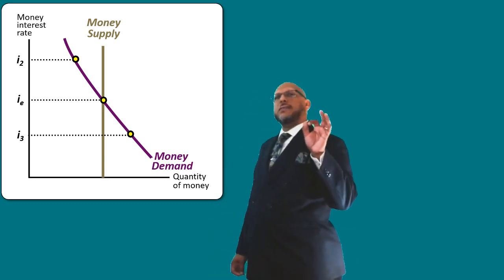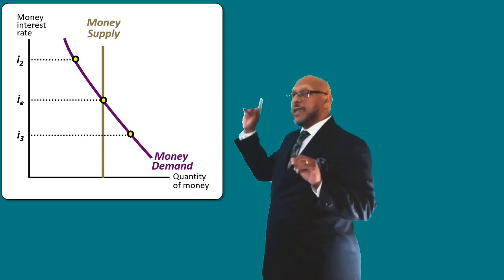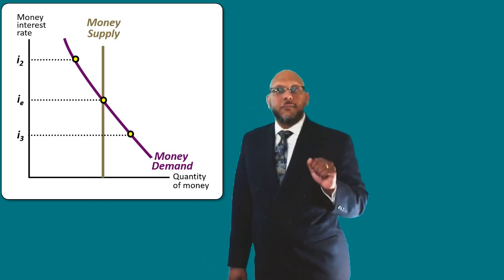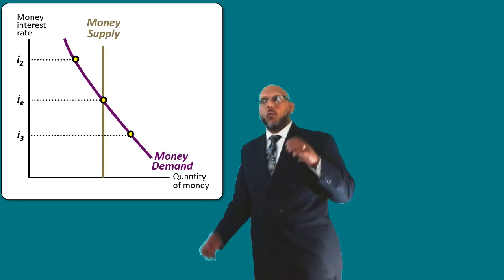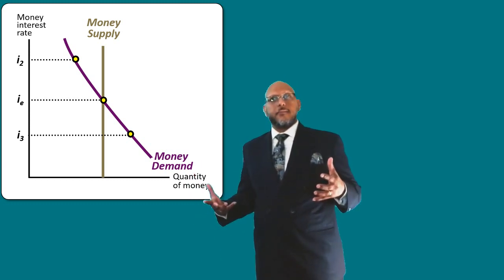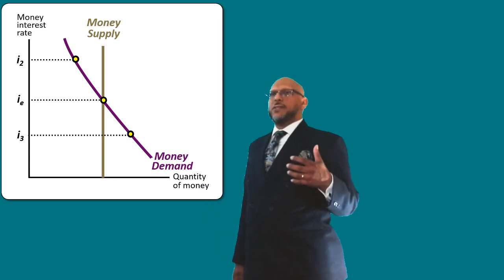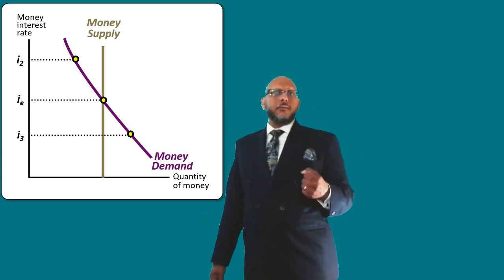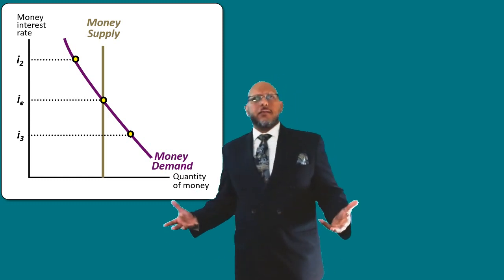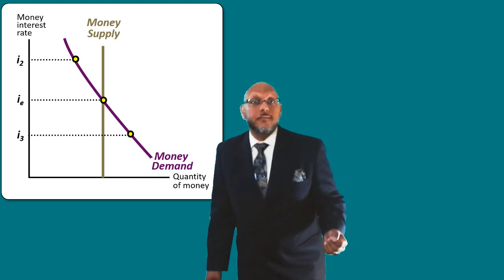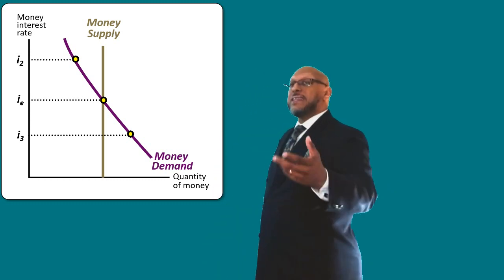But what is displayed on the y-axis? Well, the y-axis, as we've seen in the supply and demand curves, is the price. Well, what is the price of money? You don't go to the store and say, I want to purchase money. Where do you go and get money? Go to the bank.